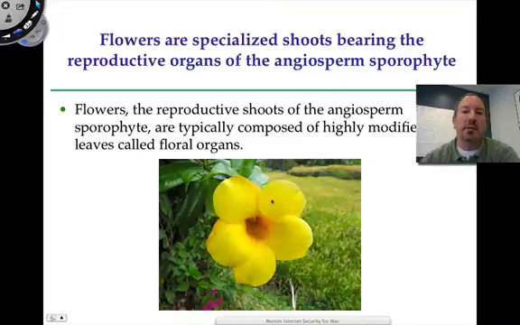Not only do they attract animals to help pollinate, but once, and we'll talk about this later, the fruit is formed, which is from a developing ovary, the fruit is very sugary, and it's very fragrant, and it's conspicuously colored, often round, and that also attracts animals to help seed dispersal.